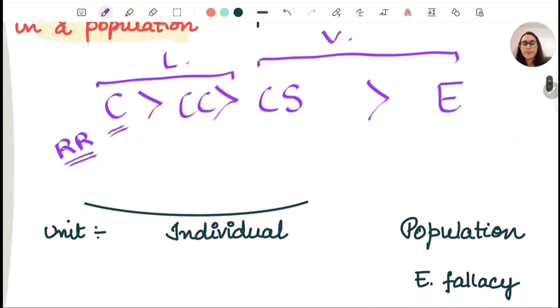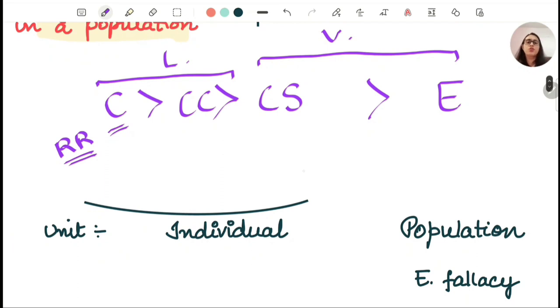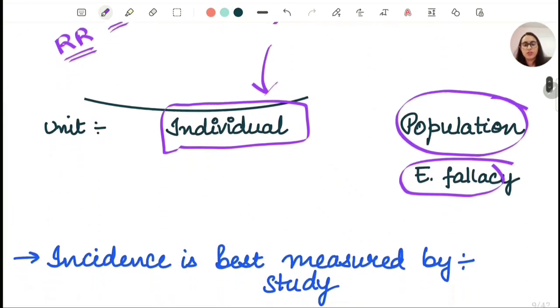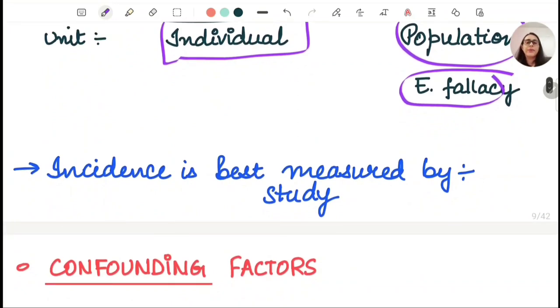So the unit for measurement of case control, cohort and cross-sectional study is the individual. We take samples on individuals, while on the other hand ecological study is done on a population, and we see ecological fallacy in ecological study. Incidence is best measured by the cohort study.